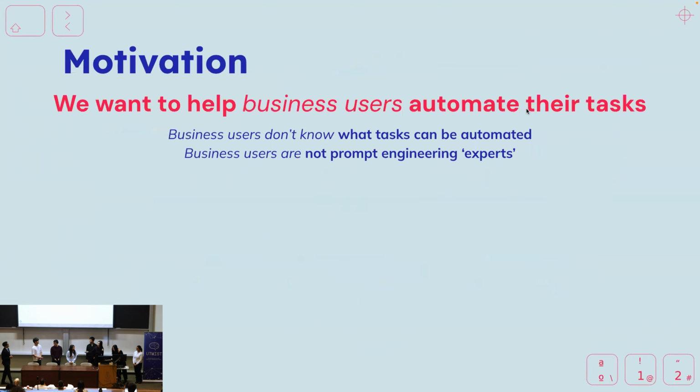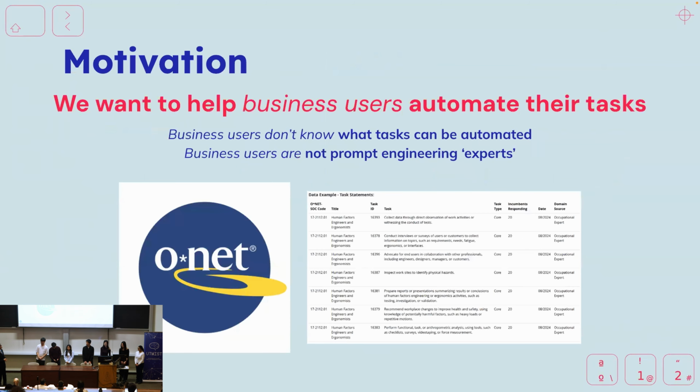All right, so basically what we are focusing on is that we found out that business users don't really know how to automate their tasks. And it's due to two main reasons. The first one is that they don't even know what tasks they can automate. And the second reason is that even if they know what tasks they can automate, they don't know how to actually do the prompt engineering. And for that purpose, we're going to use a database called O*NET to tell us which tasks are automatable. And there are also two main objectives that we're going to have.